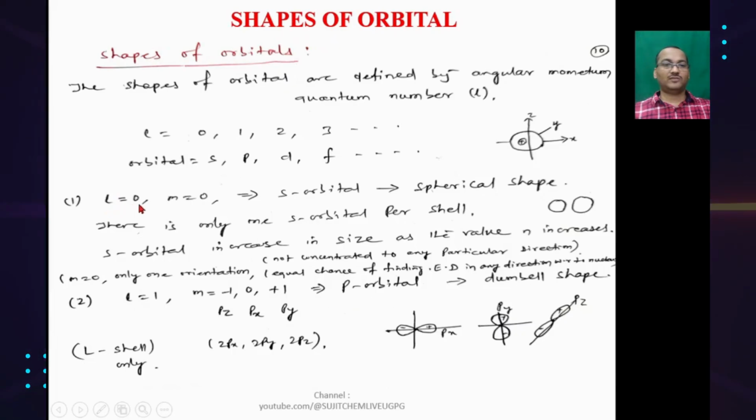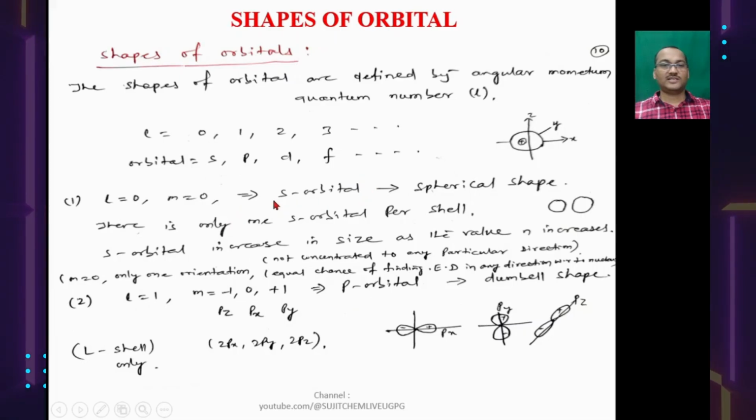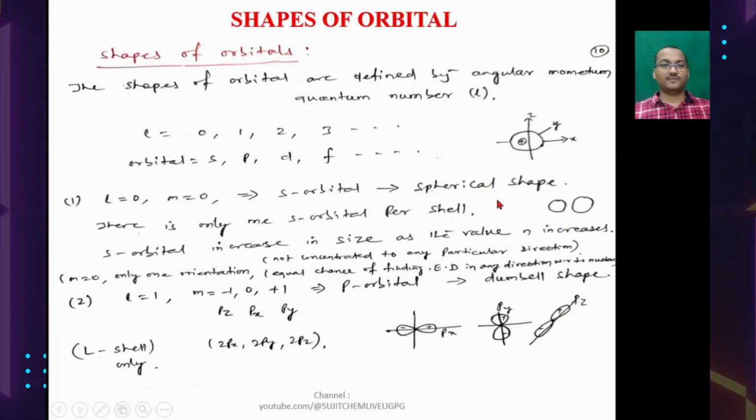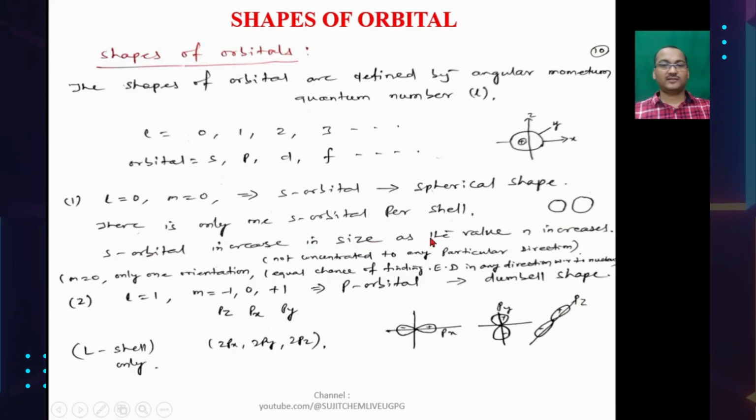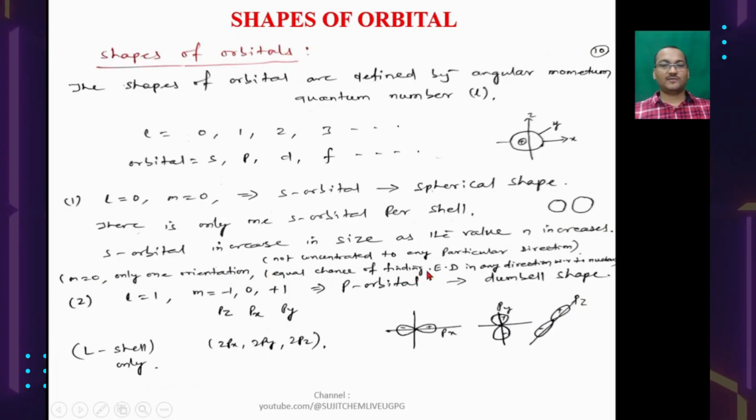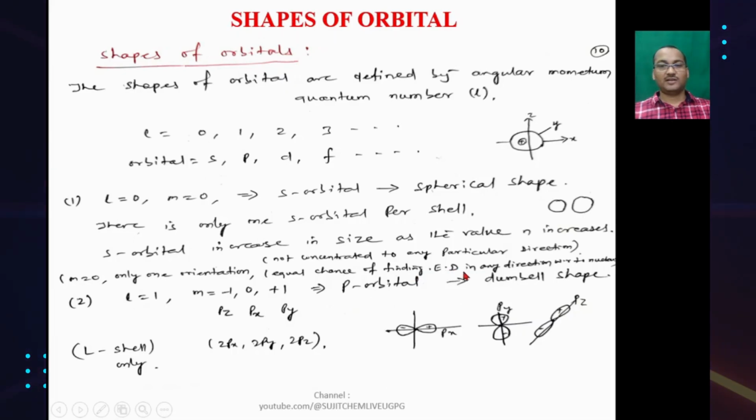So when l equals 0, m equals also 0. That is an s orbital, which has a spherical shape. So there is only one s orbital per shell. The size of the s orbital increases as the value of n increases. So m equals 0 means only one orientation, so there is equal chance of finding electron density in any direction with respect to the nucleus.